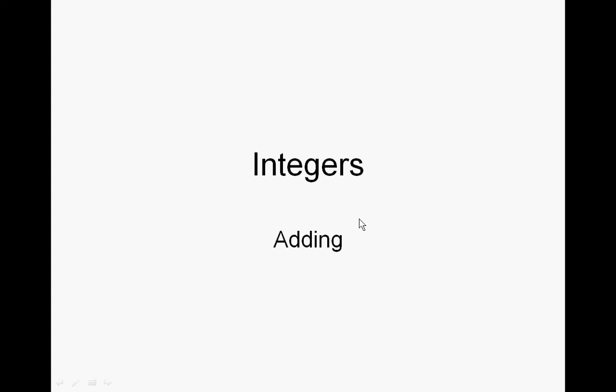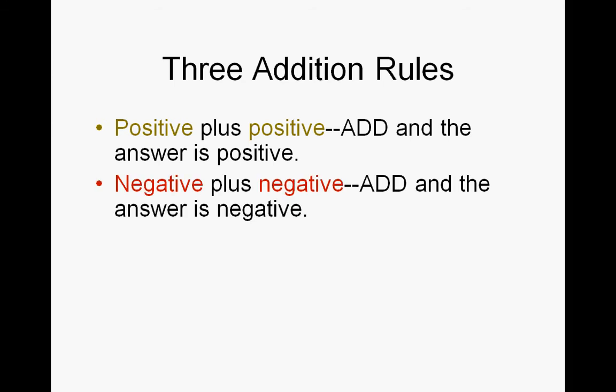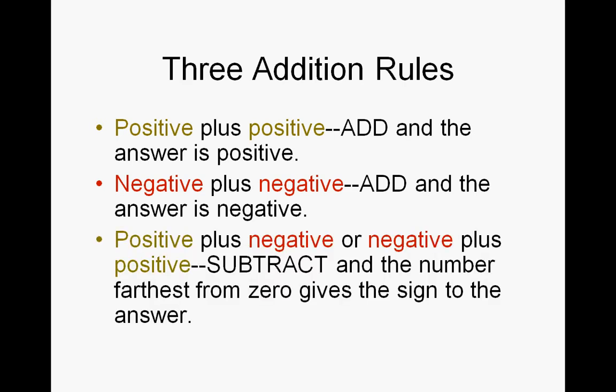Okay, we're going to look at adding integers. There are 3 addition rules that we can summarize. Positive plus positive, you're going to add, and the answer is positive. If you have a negative and a negative, you're going to add, and the answer is negative. If you have a positive plus a negative or a negative plus a positive, you're going to end up subtracting, and the number farthest from 0 gives a sign to the answer.